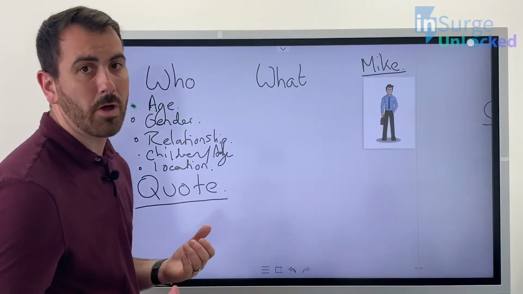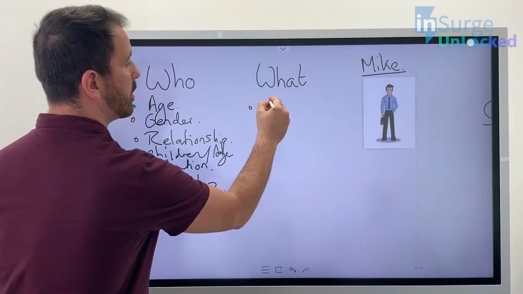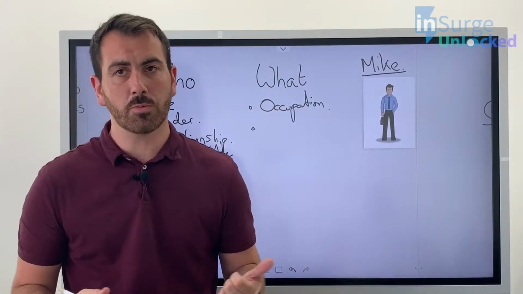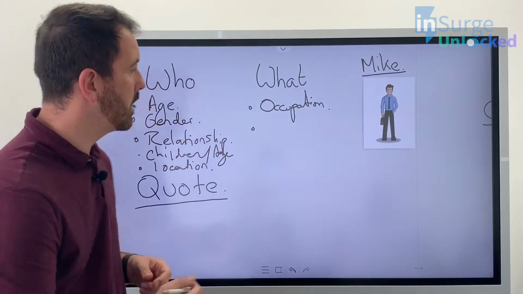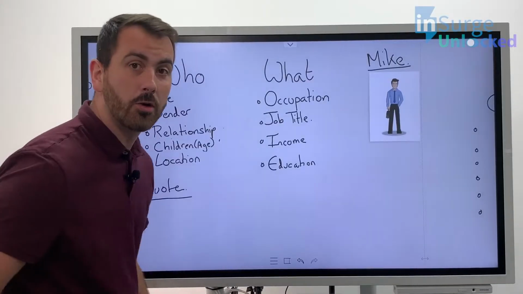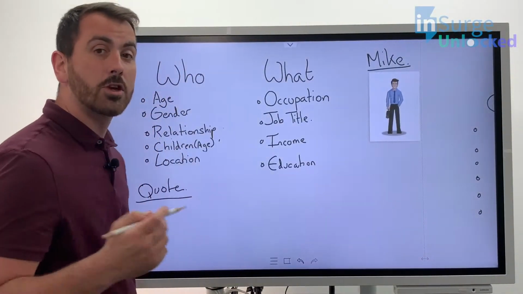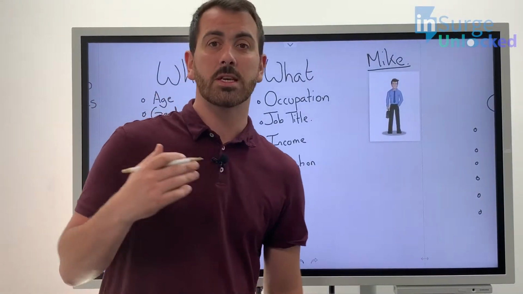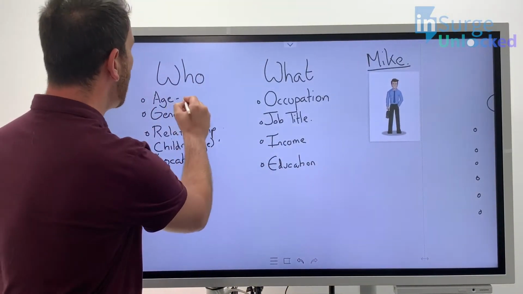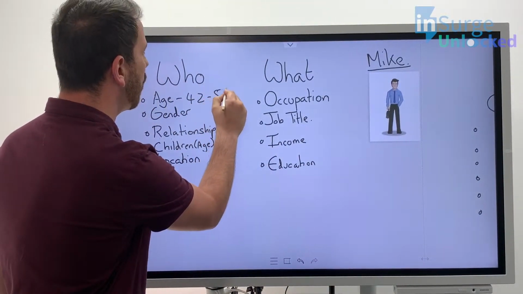Secondly, let's talk about the what. So what does Mike do? What's his occupation? His job title, his income, and his education. So who's Mike? So Mike for our business is between the age of 42 and 54.